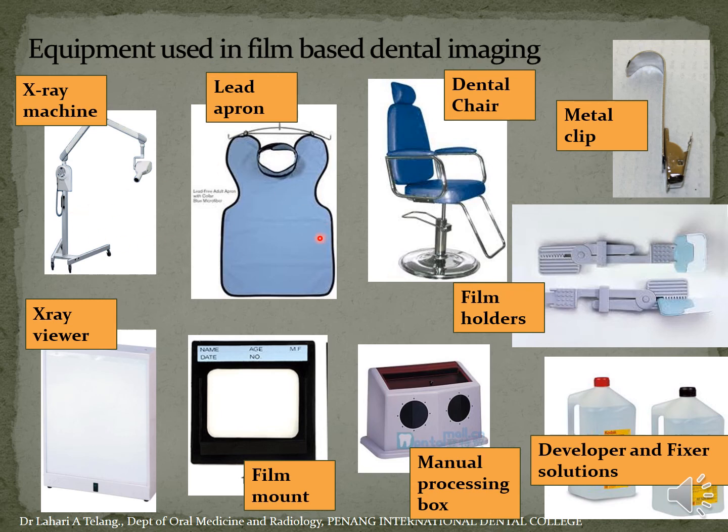First, you have the X-ray machine, then you have the lead apron. The patient is made to wear an apron to protect the rest of the body from receiving radiation, and so only the tooth and the face area, the maxillofacial area, receives radiation.